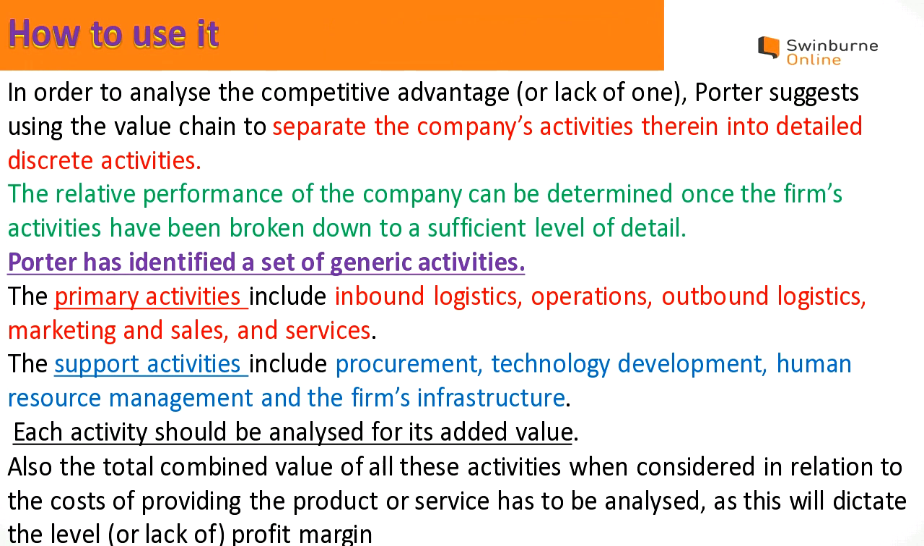Well, we've already talked about discrete activities, and Porter, as we've already said, divides them into two categories. Some examples of what he calls primary activities might be inbound logistics, operations, outbound logistics, marketing and sales and services. And what Porter refers to as support activities could include procurement, technology development, human resource management, or infrastructure. And we look at each activity to see where it's adding value.